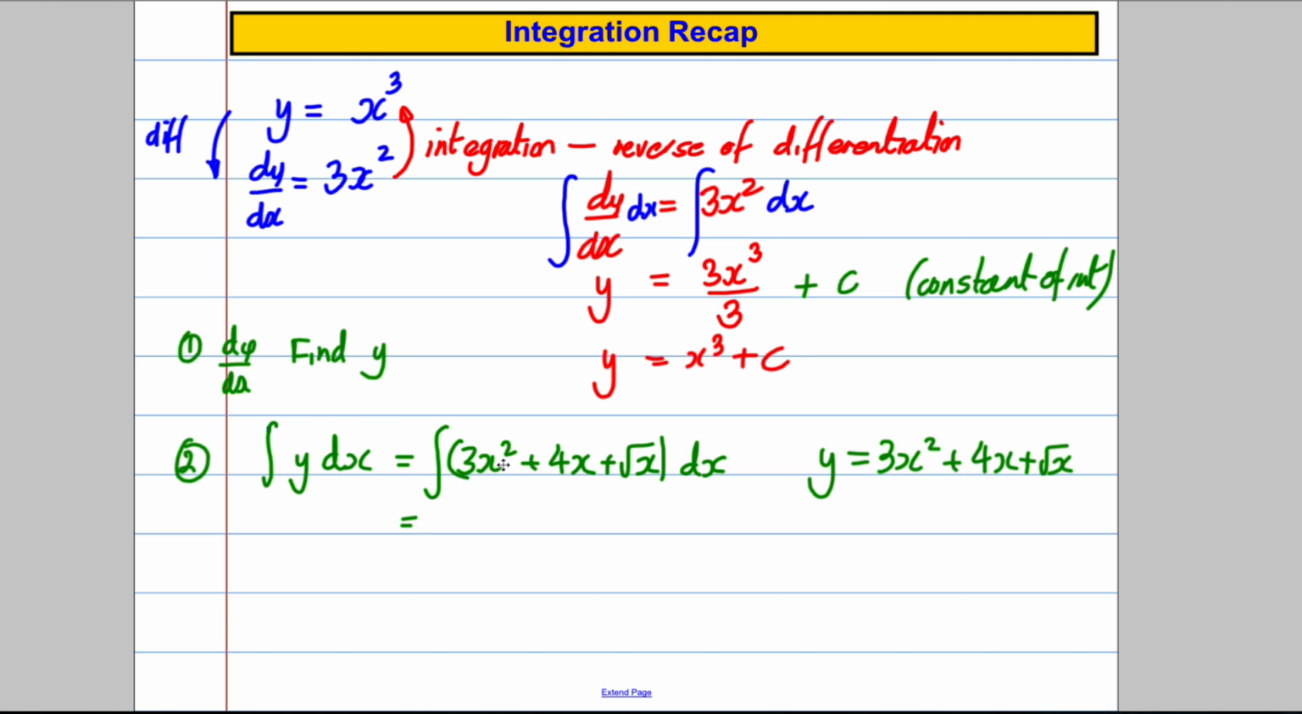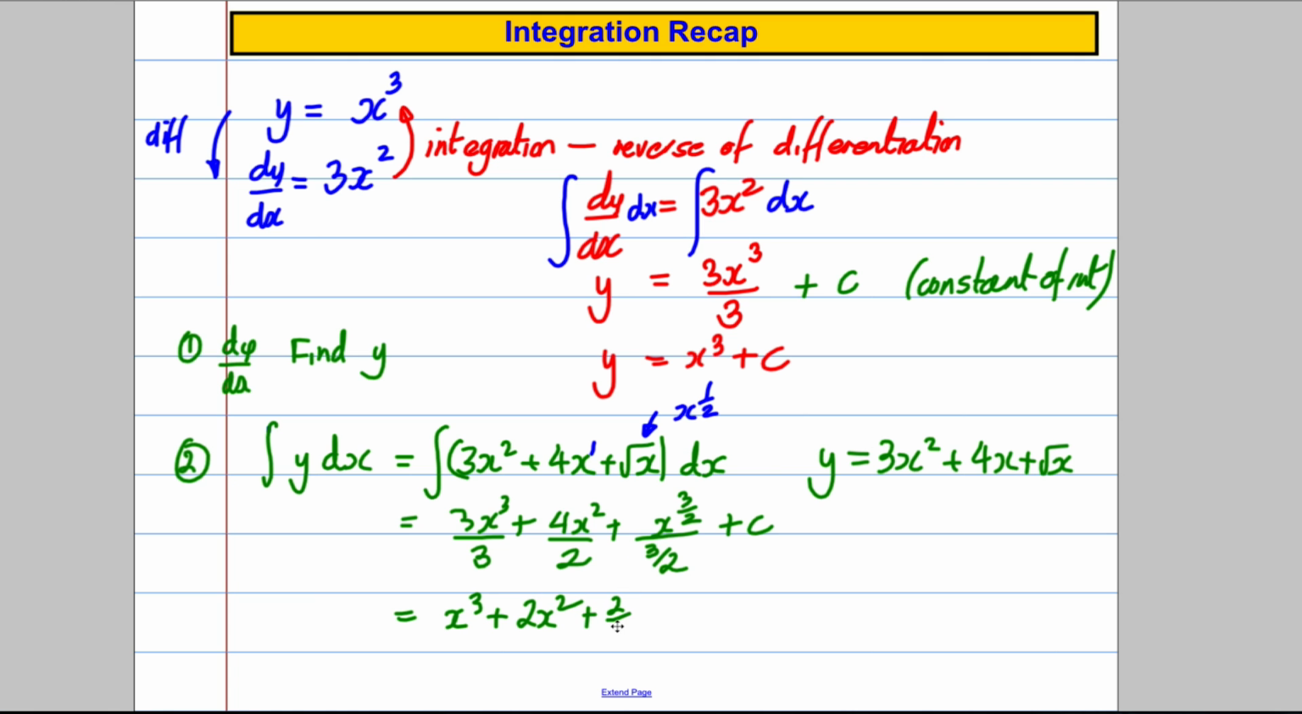In this case, obviously, add 1 to the power and divide, so it would be 3x cubed over 3, plus here, remember that's power of 1, and this here we would have had to write first as x to the half. So for this one here, we would say 4x squared over 2, and this one we would add 1 to the power, so we would get x to the 3 over 2, and we would divide by 3 over 2, plus c, and we would tidy that up as x cubed plus 2x squared plus 2/3 x to the 3 over 2 plus c. And that would be the answer to the question they've asked us.